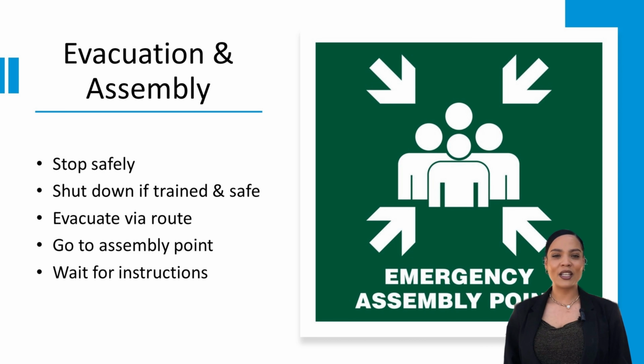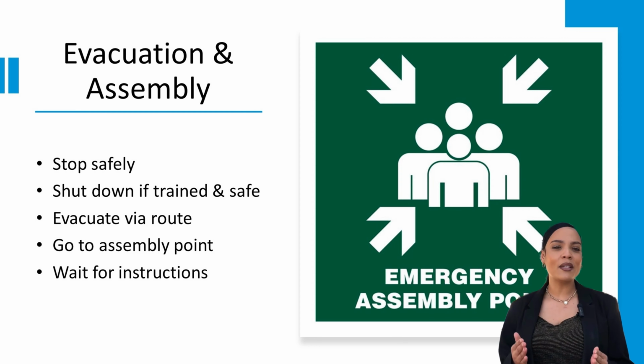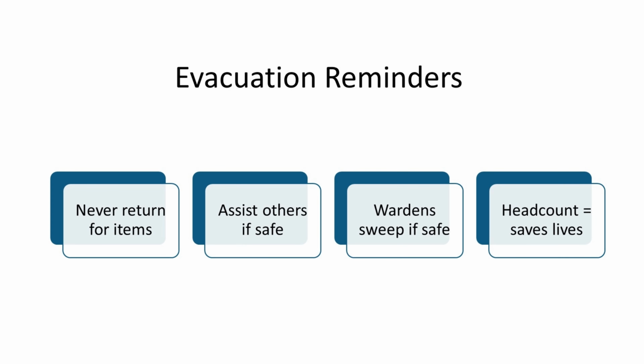Evacuation is not a suggestion. It is a controlled movement to safety. My steps are: stop what I'm doing safely, shut down equipment if trained and only if time allows. Move quickly along the route, help others if I can do so safely, and report to the assembly point. At the assembly point, I stay with my team, I do not return for belongings, and I wait for instructions. Head counts matter. They save lives by telling responders who might be missing. If I am a warden or leader, I sweep the area if it is safe to do so, close doors, check amenities, and report my area clear.